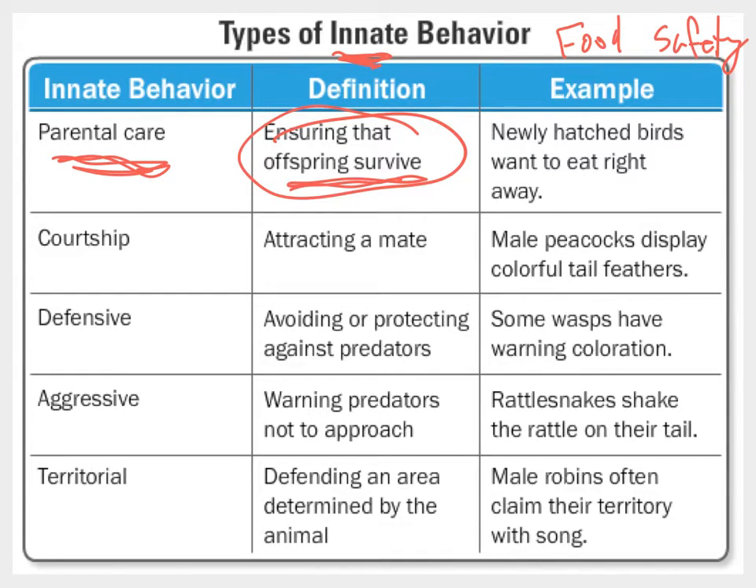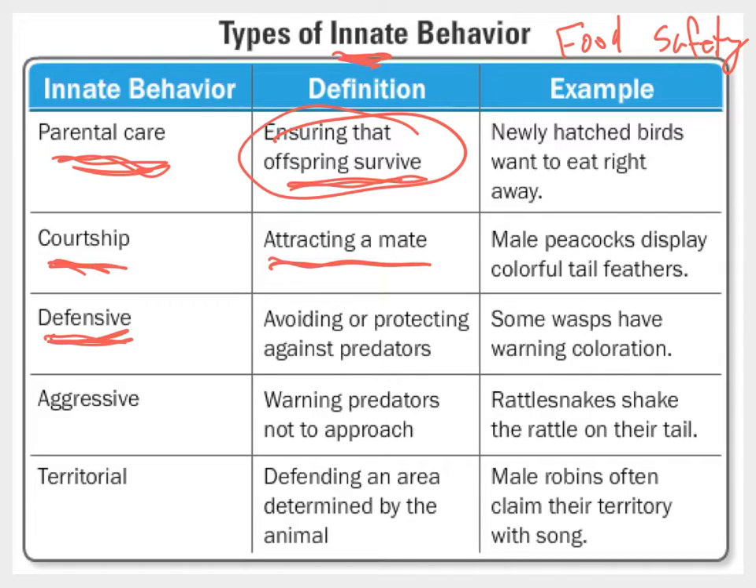The next innate behavior is going to be courtship. And while courtship isn't food or safety per se, it is the propagation of the species. So it does fit in here. And the main purpose for courtship is quite simply to attract a mate. So examples of these would be like a male peacock. When he opens up his tail feathers and fans them out, what he's doing is he's trying to attract a mate.